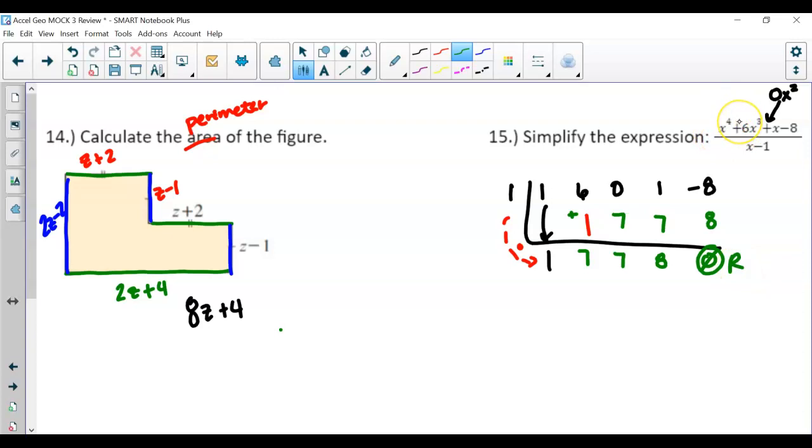Remember here, our dividend started at x to the 4th. So now our answer here is going to start at x cubed, x squared, x, and our constant. So x cubed plus 7x squared plus 7x plus 8 because there is no remainder.